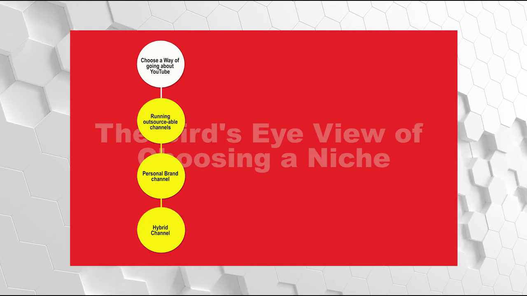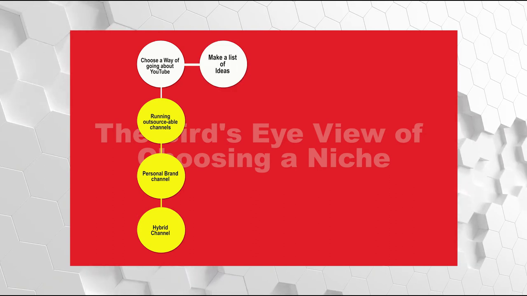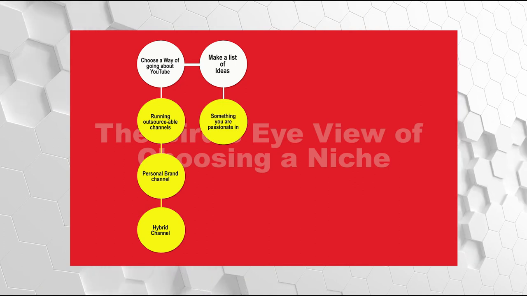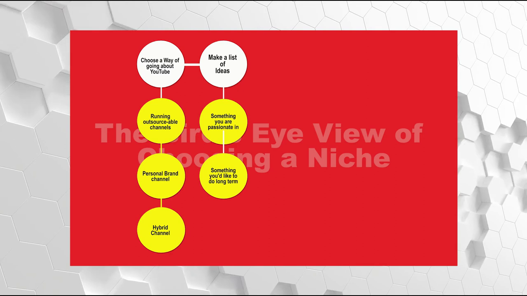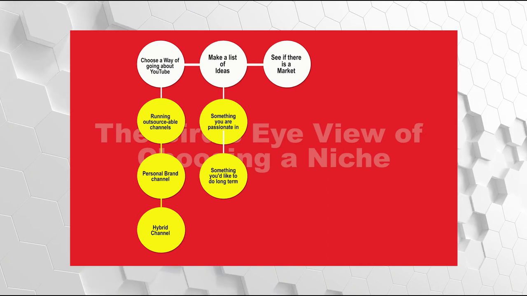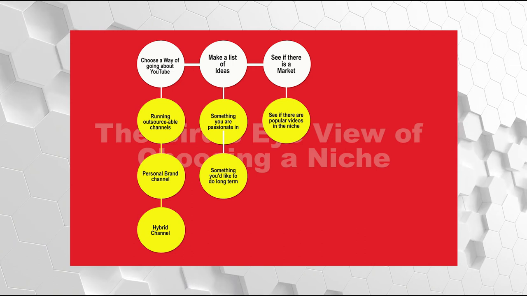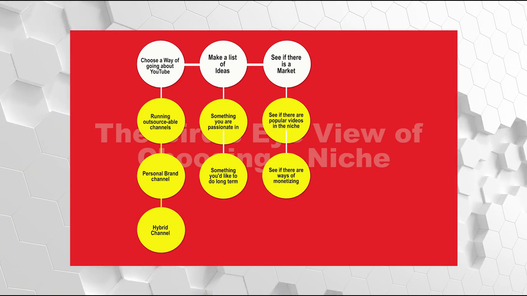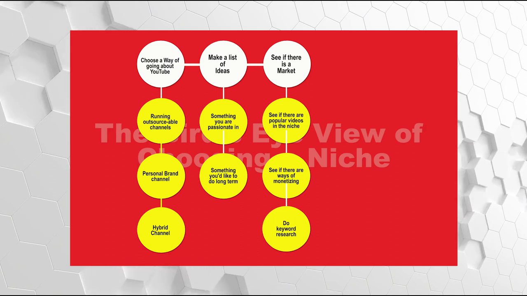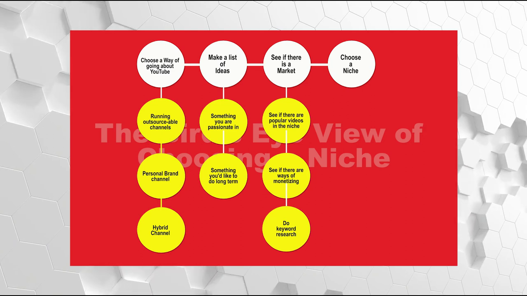After choosing a way of going about YouTube, you will want to make a list of about 10 different niche ideas you're thinking about, and this should be what you're passionate about, something you have interest in and want to do for a long term. Long term is very important. Then you want to see if there's a market for it, if there are popular videos in those niches, and the different ways of monetizing those niches. Next is keyword research on those niches, and then finalize it down to your final niche. So the objective of this video is to find a niche.